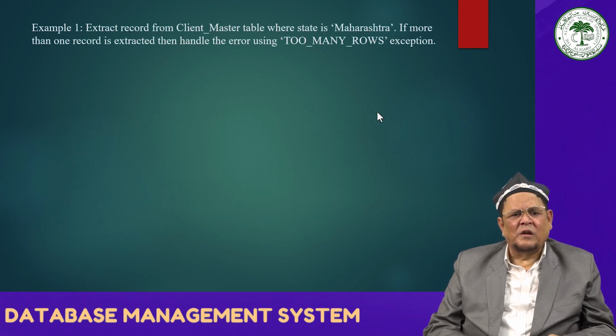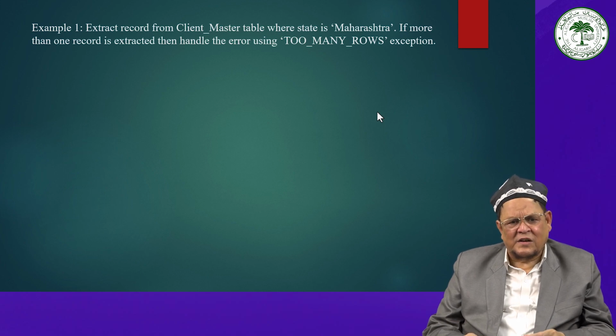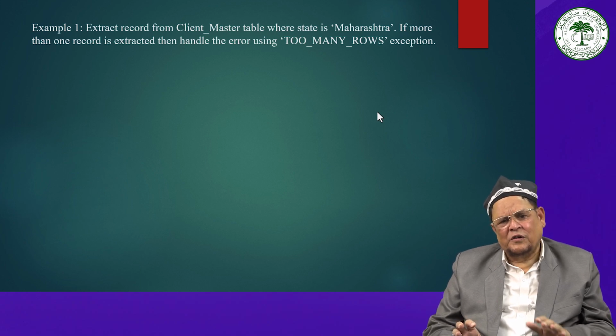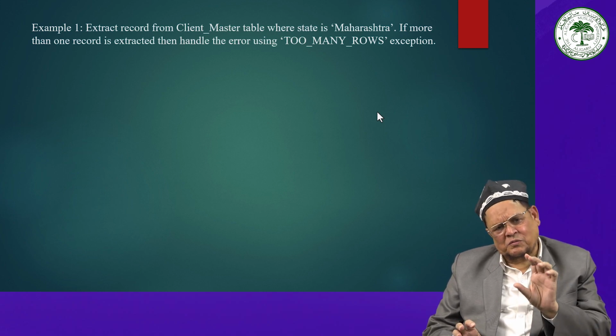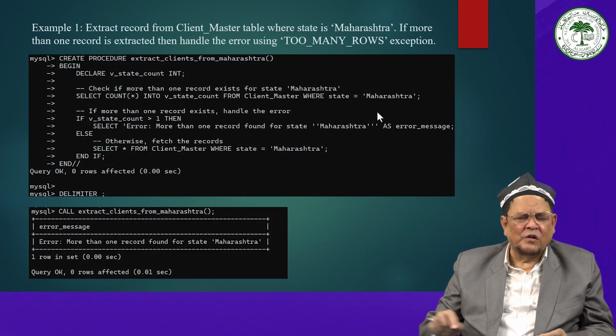Give an example. Extract records from the client master table where state is Maharashtra. If more than one record is extracted, then handle the error using a too many rows exception. If it is more than one, this is how you will write the message. I have given it in MySQL.